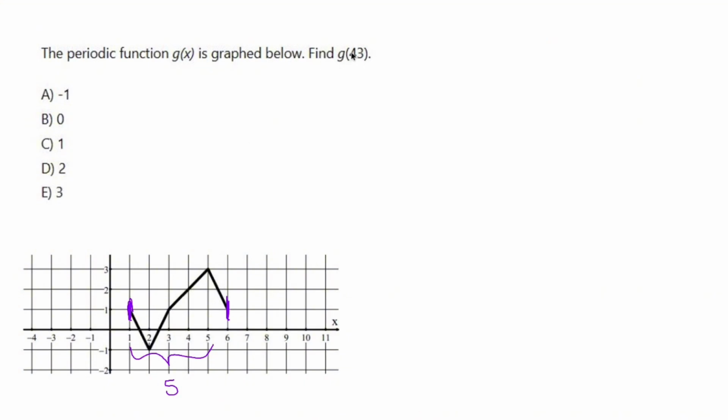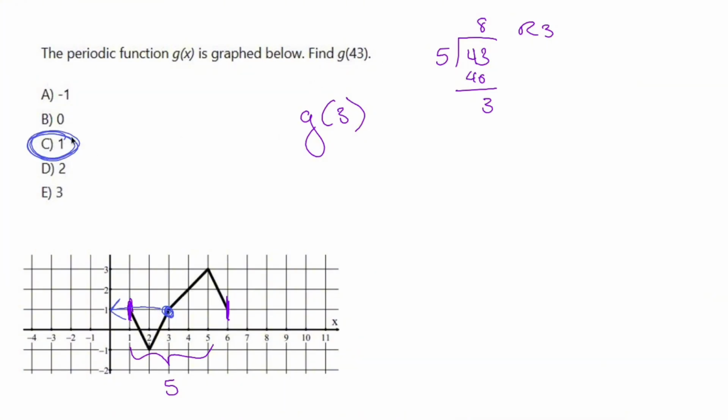So if I wanted to find out what g of 43 is, the last thing I want to do is try to draw this all the way out to 43. So let's use common sense. If this repeats every 5, then the remainder of 43 divided by 5 is going to give us our behavior. So 43 divided by 5 is 8. 8 times 5 is 40. Subtract, we have a remainder of 3. So g of 43 and g of 3 are going to give us the same exact location. And g of 3 gives us a point of 1.